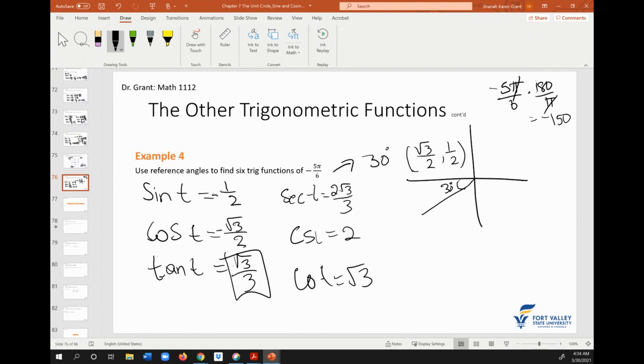Cosine of t is also negative. But if you take the negative divided by the negative, you're going to get a positive value for tan. So that's good. Secant is 1 over sine, so it's going to be negative. Cosecant is also going to be negative 2. And cotangent, well, sine over cosine, both negative, is going to be positive. So when we're using the reference angle, it's very important for us to determine, well, where is the angle located? So we can put the appropriate signs.